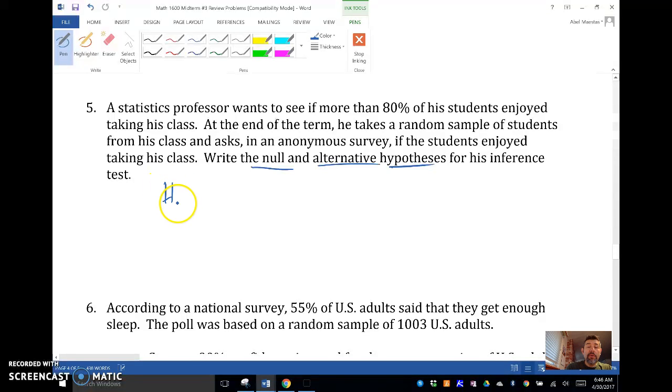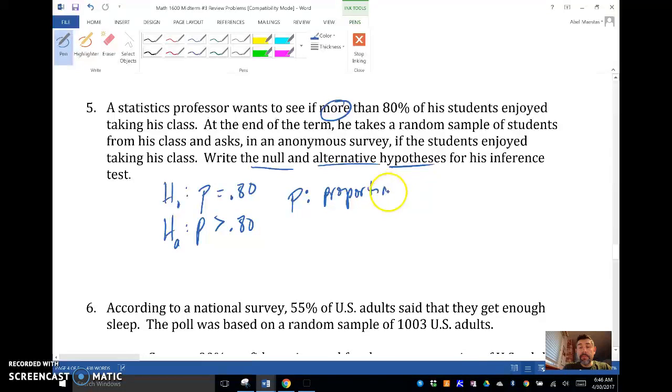So the null hypothesis is that P is equal to 0.8, and the alternative is that P is greater than 0.8, and I get the greater than from the more, right? Now, you can't just put those two things down. You have to define P. So P is the proportion of students that enjoy taking his class.